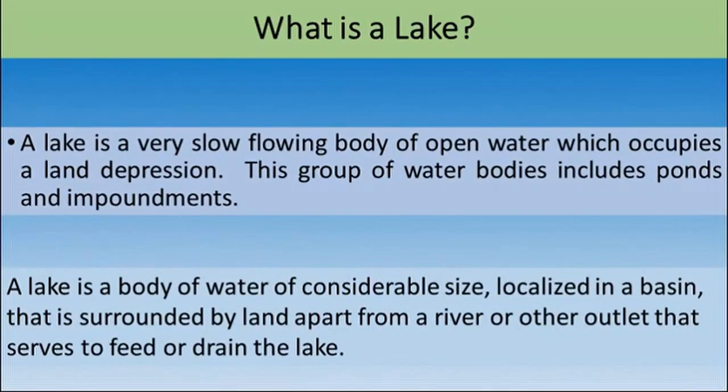Now the question is, what is a lake? A lake is a very slow flowing body of open water which occupies a land depression. This flowing means the flowing of the surface water due to the action of the wind, not like the lotic water body, which has a flowing body due to the natural gravity of the nature. But here in case of a lake, the flowing nature comes from the action of the wind.